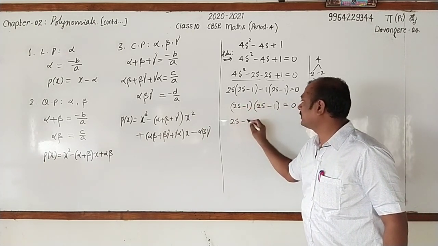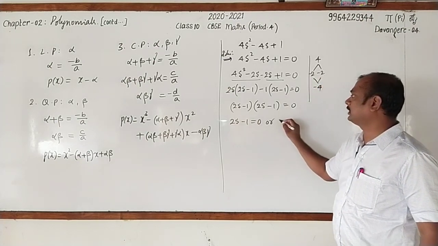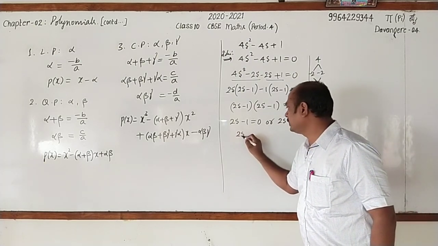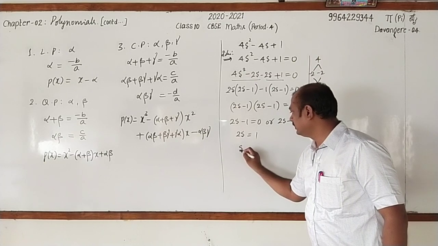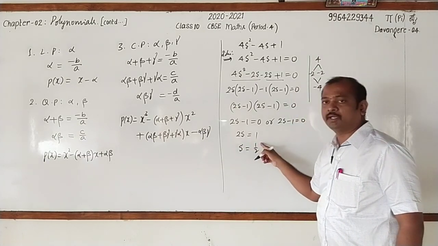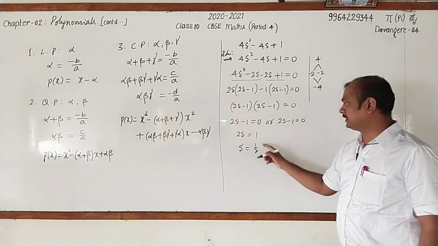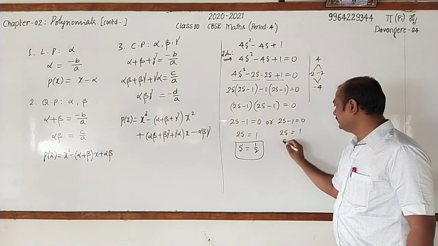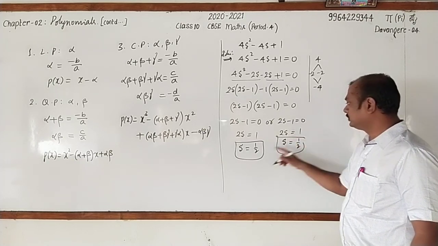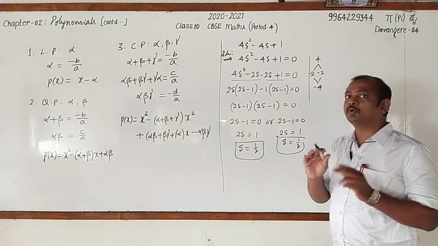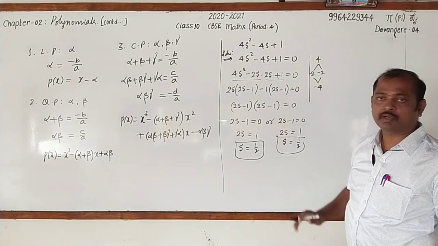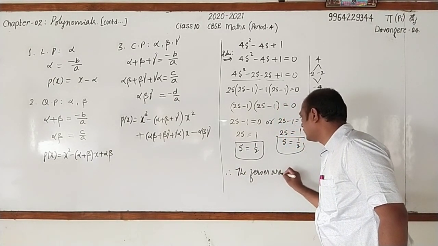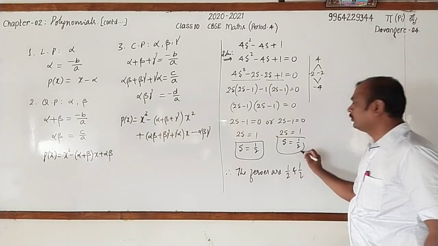Then equate 2s minus 1 to 0 and second term 2s minus 1 to 0. Let's go for solving. Yes, 2s equal to 1. Then s equal to 1 by 2 by transposing 2 to the denominator of RHS. Next, another one, again 2s equal to 1, s equal to 1 by 2. So therefore 1 by 2 and 1 by 2 both are the zeros of the given quadratic polynomial. Here I'll write, therefore the zeros are 1 by 2 and 1 by 2.